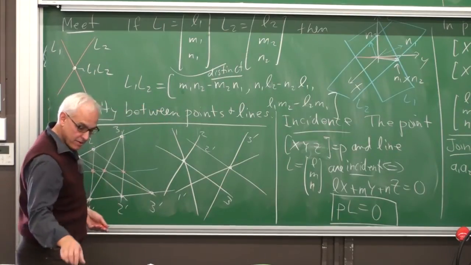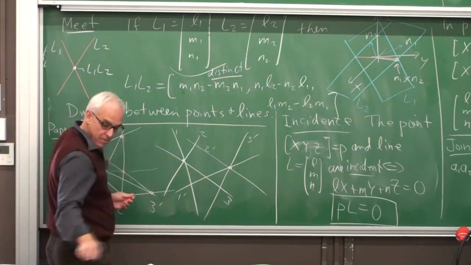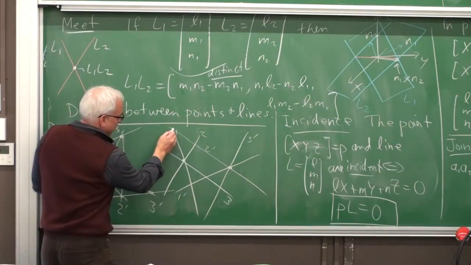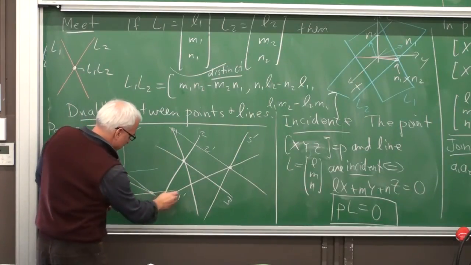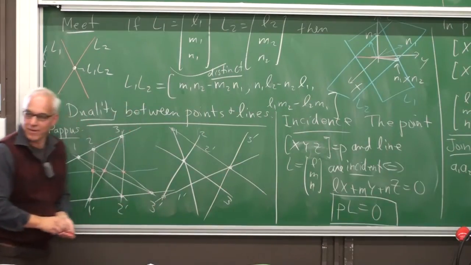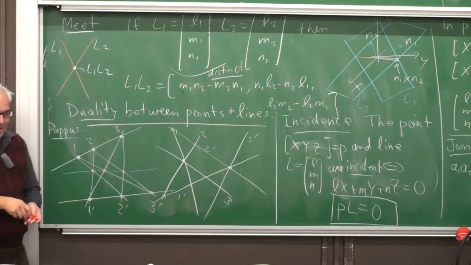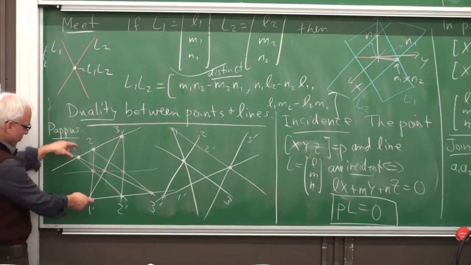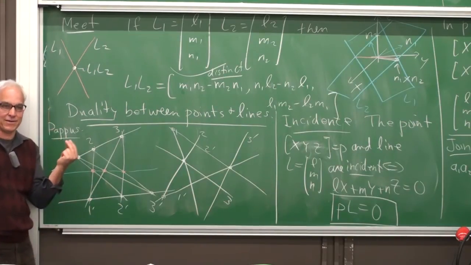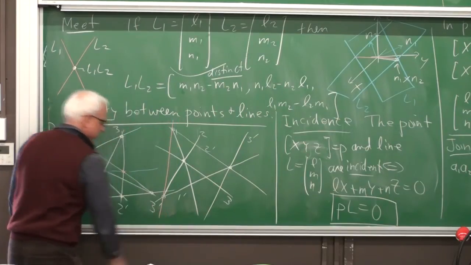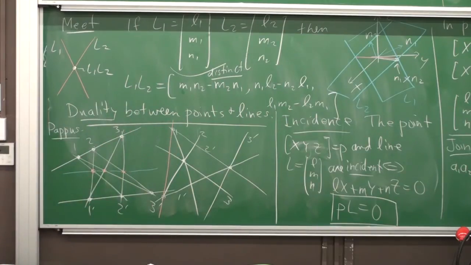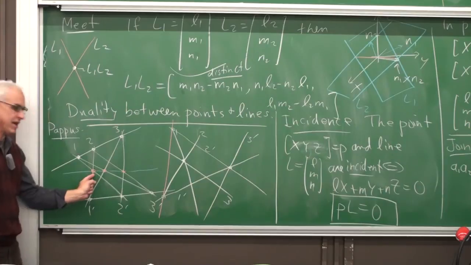Let's see if I can do that. So there's 1 and 2 prime. There's the meet there. And also 2 and 1 prime. There's 2 and 1 prime. What did we do with those 2 lines? We took their meet. So over here we should take the join. So that's exactly corresponding to finding that first point.